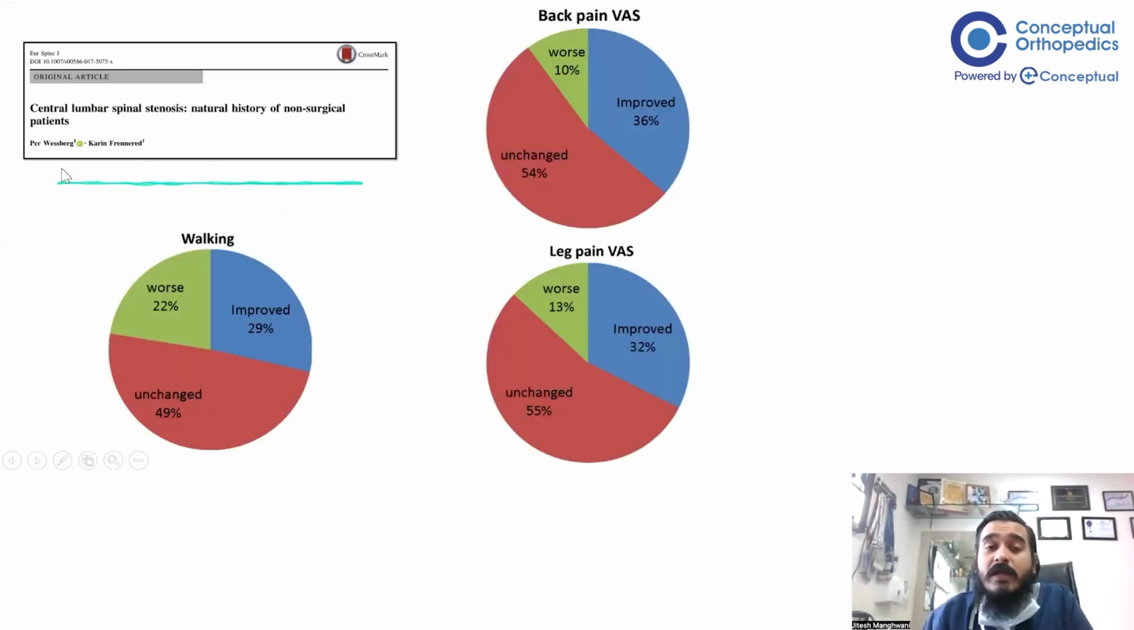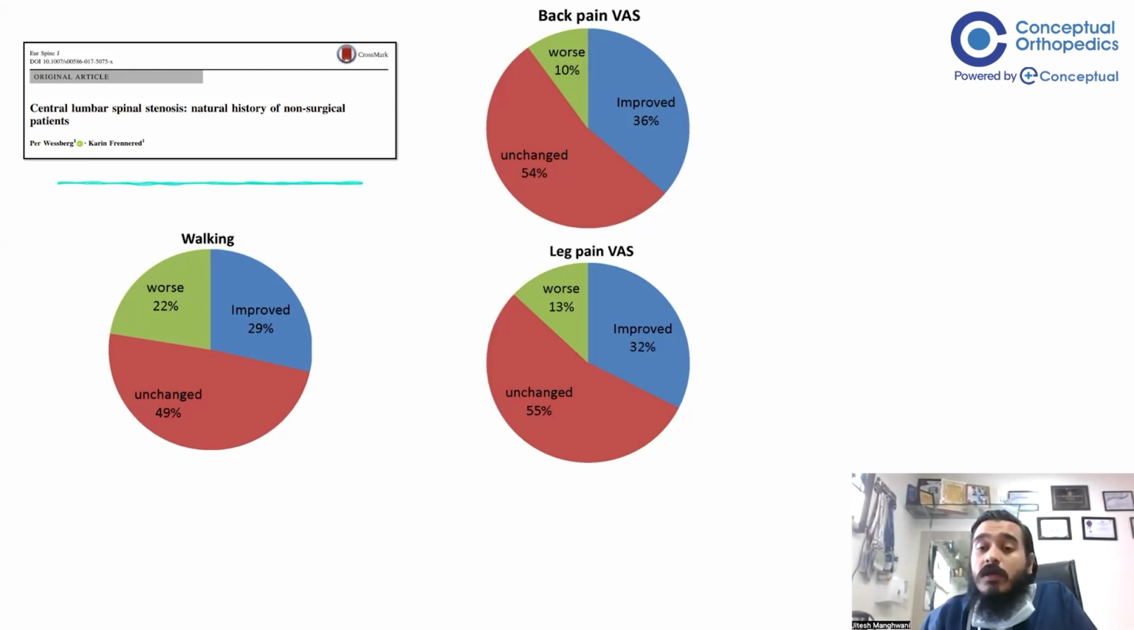Now, when we talk about the natural history of the patients who undergo non-surgical management in lumbar canal stenosis, how exactly do things happen overall on follow-up when we are following the conservative line of management? Patients with lumbar canal stenosis have three complaints: one is back pain, the other is leg pain, and the third is the distance of walking, or the ability to walk. The first thing we talk about is back pain: 10% worsen over time, 36% show improvement in the backache overall, and 54% of the patients don't have any change. They still are living with the same pain.